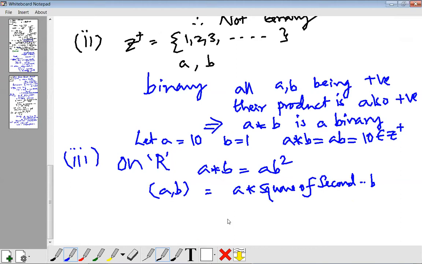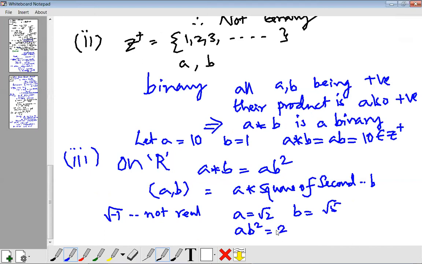It will be in R, because everything is a real number except the square root of -1, which is not real. All others are real numbers only. So you multiply, for example, A equal to root 2, B equal to another one, maybe root 5. So you multiply A, B squared, you will get root 2 into B squared, which is 5, so 5 root 2, which is a real number. So therefore it's a binary operation.